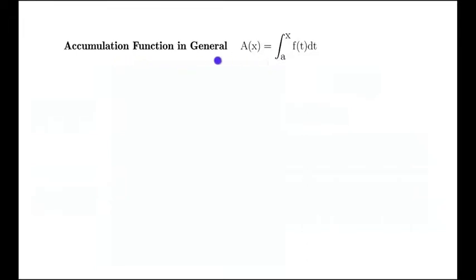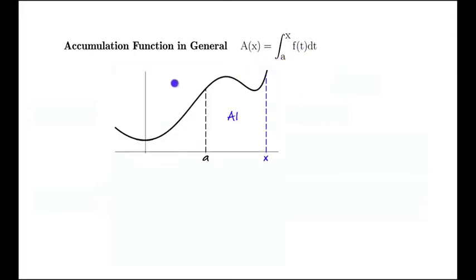Let's say a few things about what the accumulation function in general does. This is, remember, our formula for the accumulation function. And if we have a generic graph like this, the accumulation function is the integral from a to x of f of t dt. And it tells us, for a positive function anyway, how much area has accumulated from a out to x. Let's make a few notes about what's going on here.